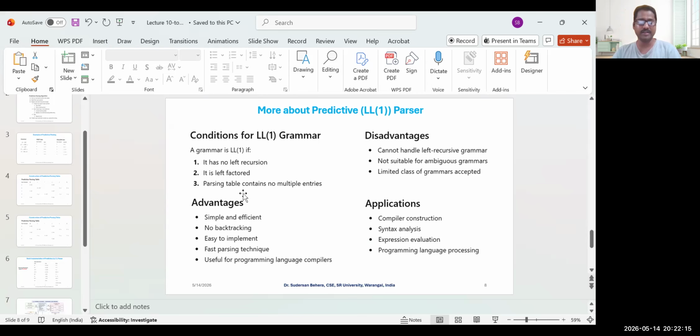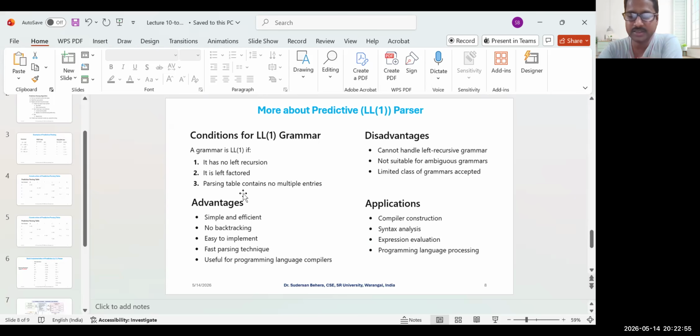What are the advantages? It is simple and efficient. It does not possess any backtracking, and it is easy to implement. It is a fast parsing technique, useful for programming languages. The disadvantage is that it cannot handle left recursive grammar in a proper way, for example if indirect left recursion is there. Left recursion is of two types: one is direct, another one is indirect. We'll discuss that when we get to bottom-up parsing.